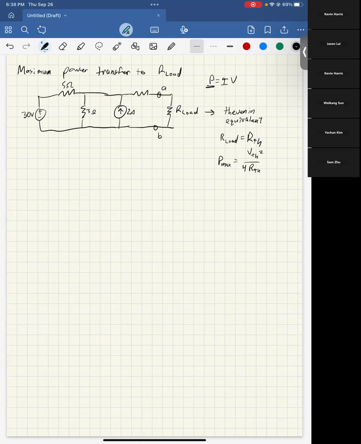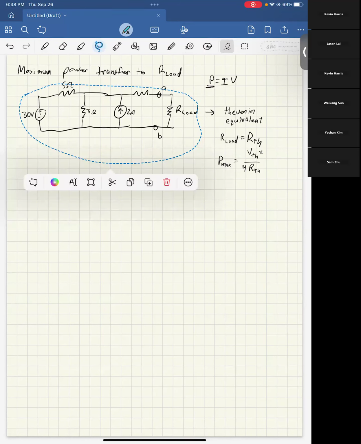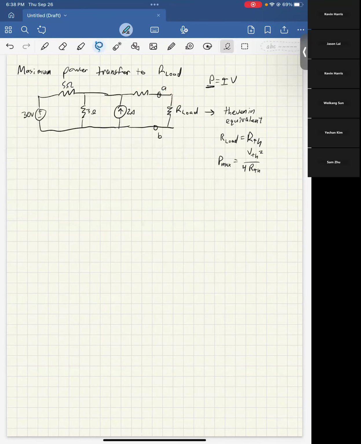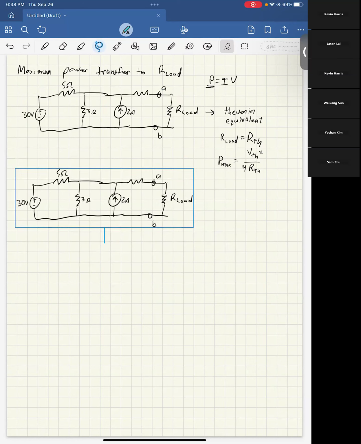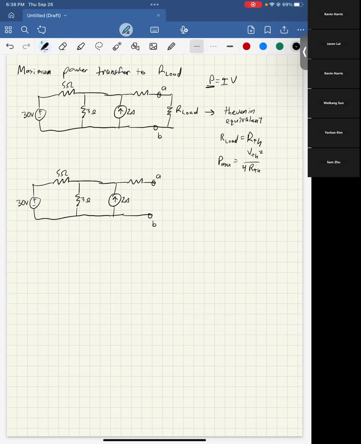So the way that you find the Thevenin equivalent with respect to points A and B is we're going to redraw this circuit just a little bit here. And we're going to pretend that this load resistor isn't here because we want to figure out how this circuit would act just if the load resistor wasn't there. So to do this, you can do it really any way you want. You could either do mesh current or node voltage.